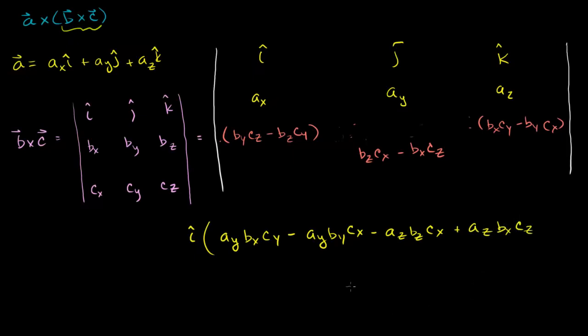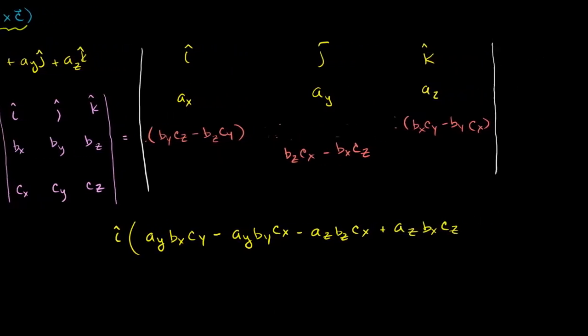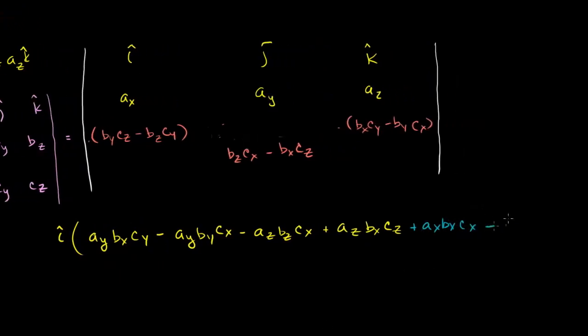And now what I'm going to do is a little bit of a trick for this proof, just so that we get the results that I want. I'm just going to add and subtract the exact same thing. So I'm going to add an a_x b_x c_x, and then I'm going to subtract an a_x b_x c_x. So clearly I have not changed this expression. I have just added and subtracted the same thing. And let's see what we can simplify.